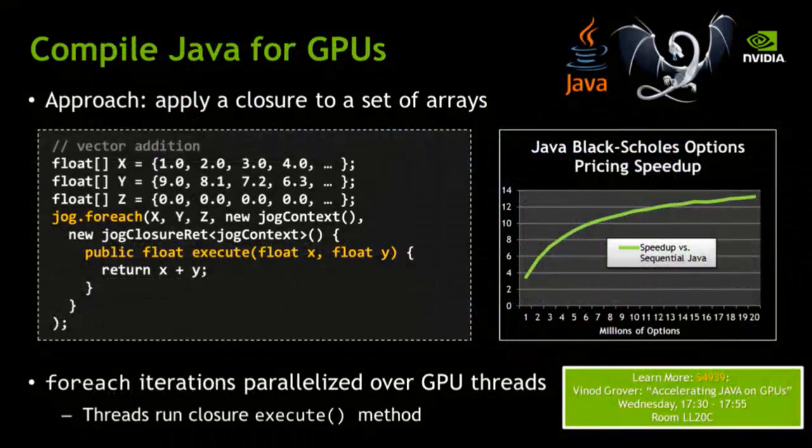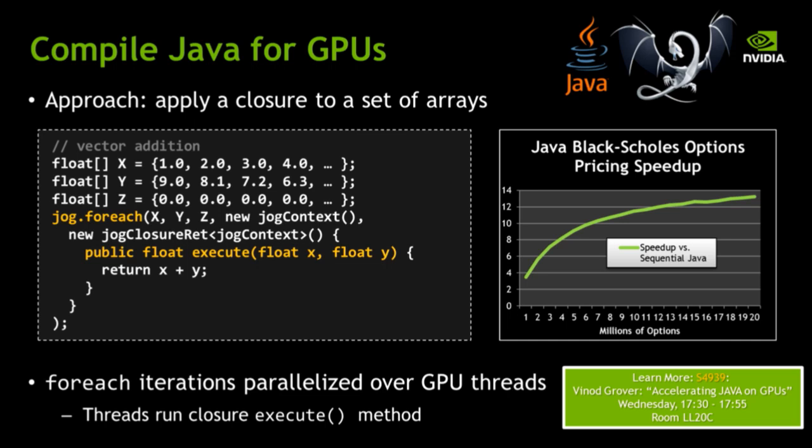Nvidia also has a very nascent Java project inside our compiler group. This is a project they're calling JOG, for Java on GPU. It's a demonstration of an approach applying what's called a closure to a set of arrays. If you're a C++ programmer, you can think of this closure as a functor, a function object. It's a class with an execute method that is basically a function call operator. And JOG provides a for each method that parallelizes the closure's execute method over the GPU threads.